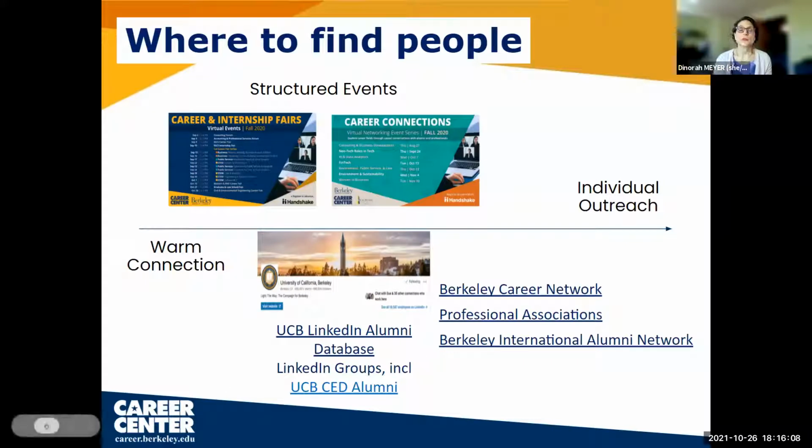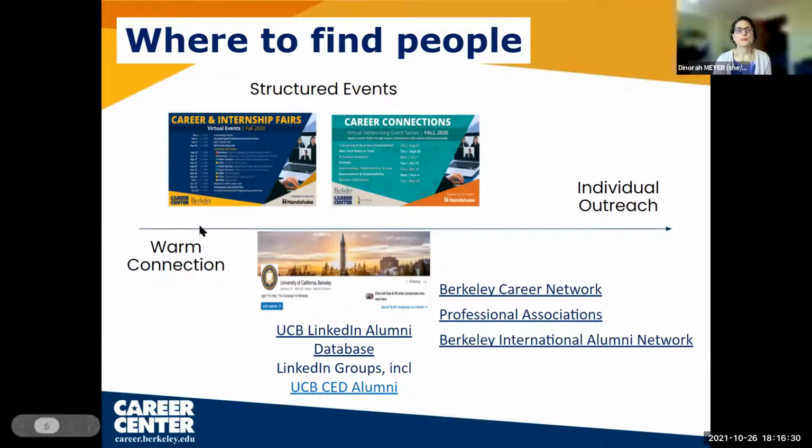Within LinkedIn also, though, there are groups that you can join, like the CED alumni group. And there are other groups that are more industry specific that you can join and learn about opportunities and share information. So that's another place where you can gather information and make connections.